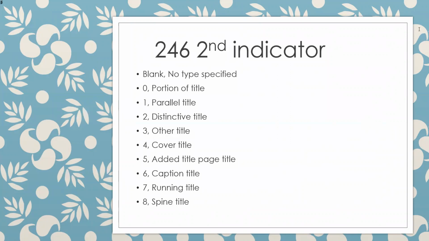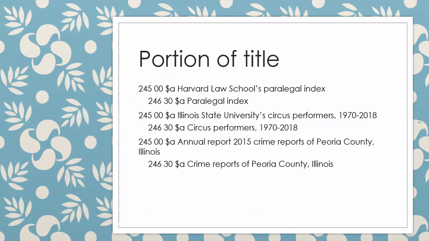Okay, so let's move on to portion of title. Any portion of the full title, except parallel titles, that is required for an access point should be recorded in the 246 field. There's no need to create a 5XX note for the portion of title. Use a 245, both indicators 0, for the main title, and the portion of the title goes in the 246 30 field. Again, that's from OCLC Bibliographic Formats and Standards.